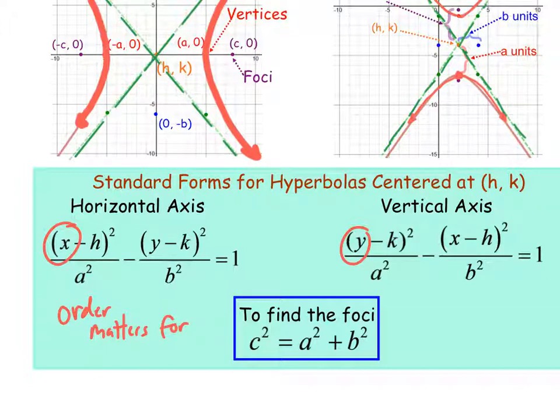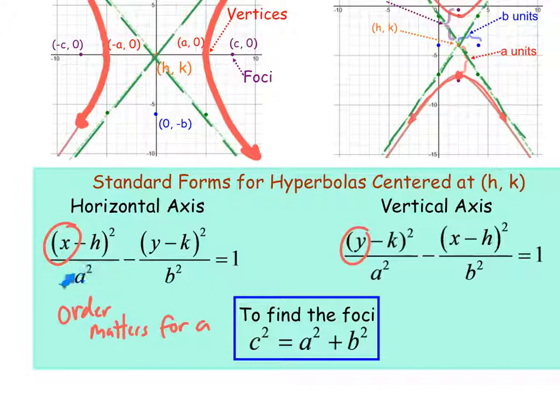Since A is always going to come first, if we notice, look at the two equations, A is always first. It's what it's under that matters. So the order is going to matter for that. Whereas with the ellipse, the size of A mattered, here it's the order that A is, or the variable it's under. So whichever variable comes first is the one that matters. So the A value is always under that first value.